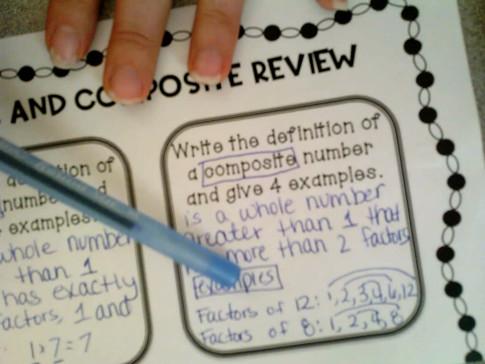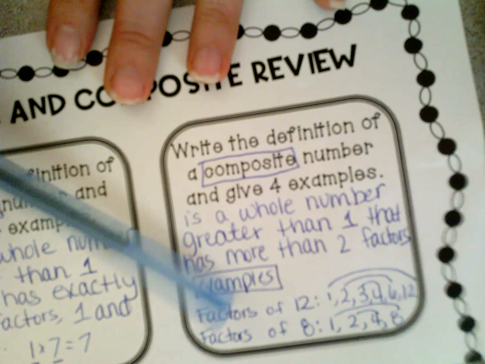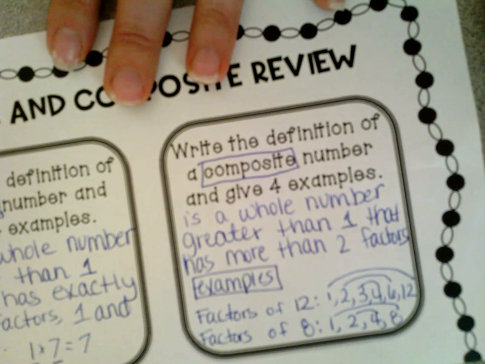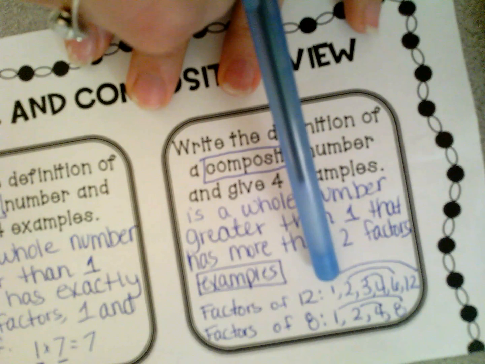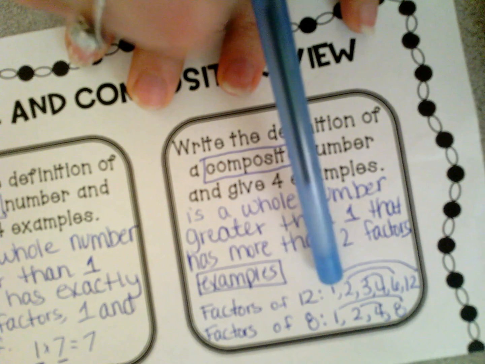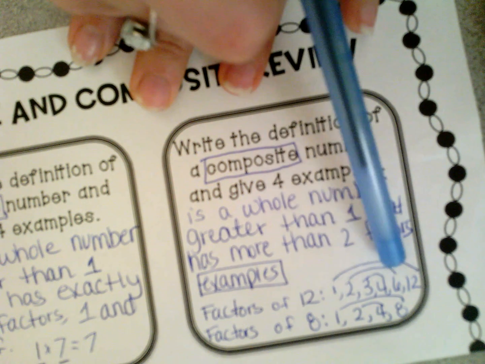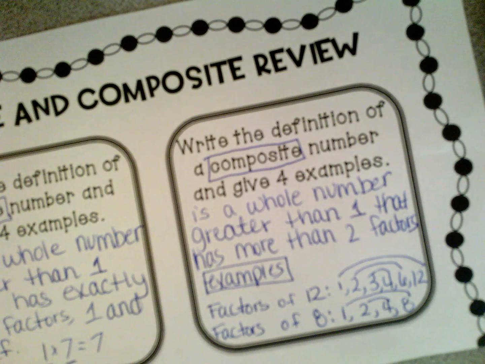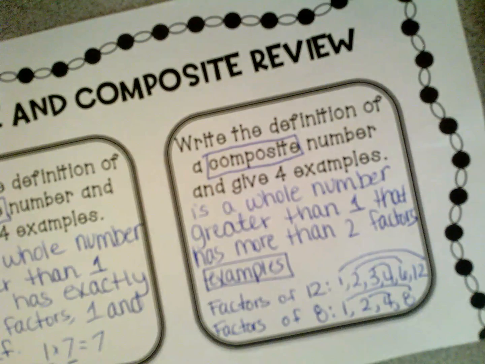And then here are our examples. I only did 2 instead of 4 because I ran out of room. But we can see here that the number 12 is a composite number because it has more than 2 numbers that multiply together to get 12. So I did a factor rainbow like we've been working on. Numbers 1 and 12 multiply together, 2 and 6, and 3 and 4. So because there's more than 2 factors, it is a composite number.